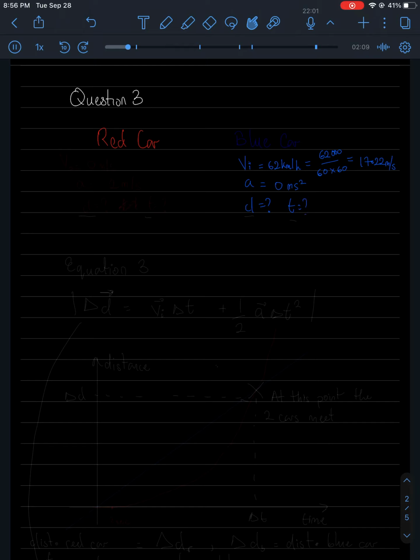And for the red car, we know its initial speed, because it started from rest, is 0 meters per second. Its final speed we don't know because it continues to accelerate. Its acceleration we know is 2 meters per second. And we're also trying to find average distance and time.